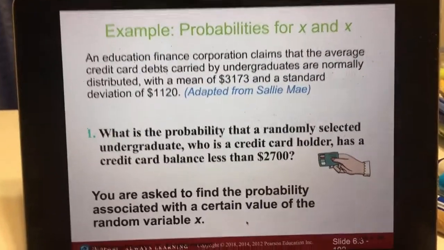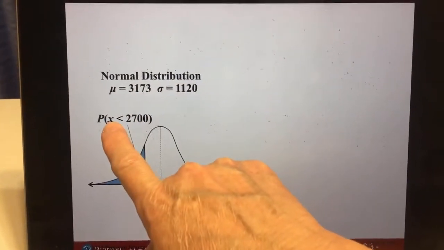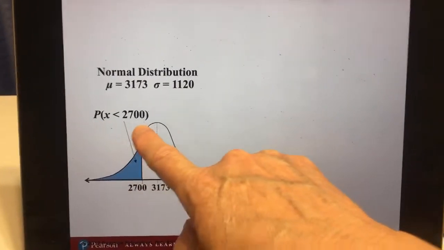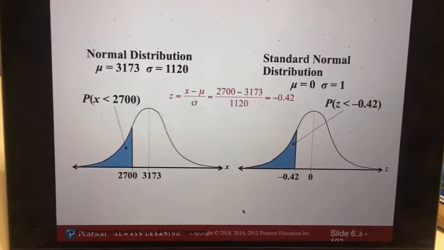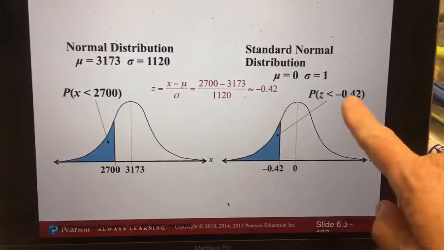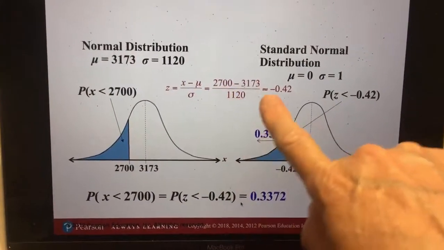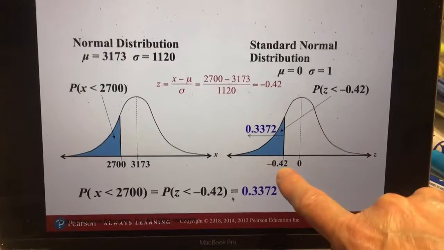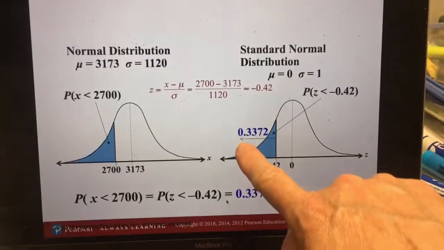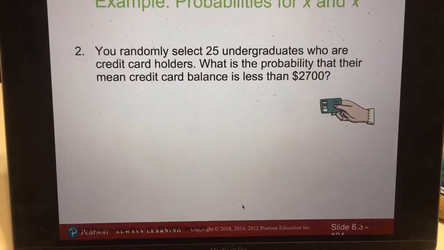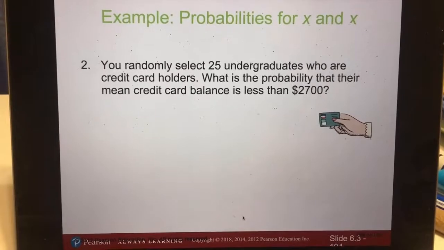Okay, so we're going to take just one person here. So we're going to take mean, standard deviation, probability. This one guy is less than 2,700, okay, and that's going to be a regular z-score, negative 0.42. Okay, we're going to look up negative 0.42 and find the z-score that goes with that. And then we look at the probability that goes with that z-score. And so we have a 33.7% chance, okay?